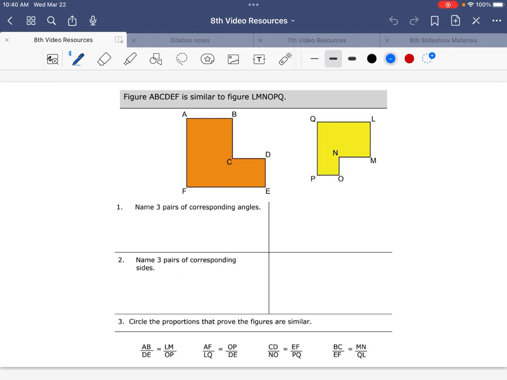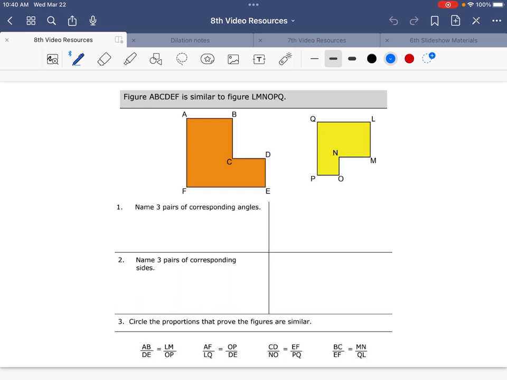Hey guys, today we're going to be looking at similar figures and their characteristics. Guys, similar figures are just the same shape but a different size. We've either gotten bigger or we've gotten smaller, and these are a result of dilations, which we've talked about before.